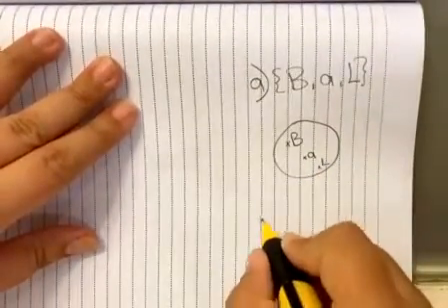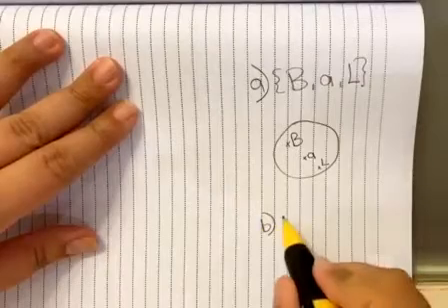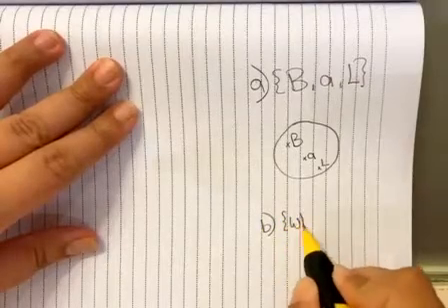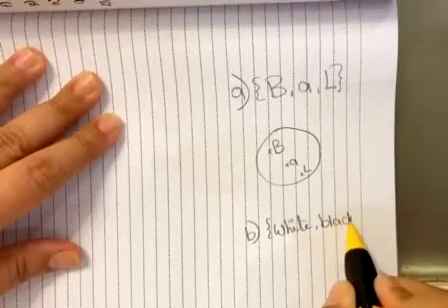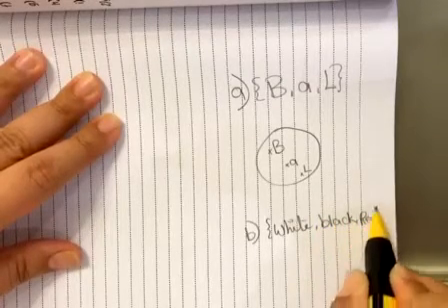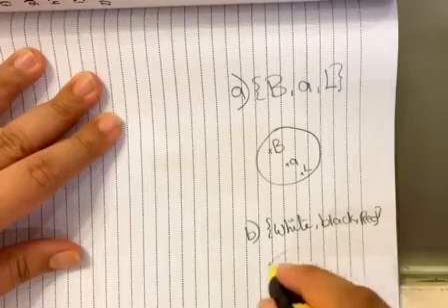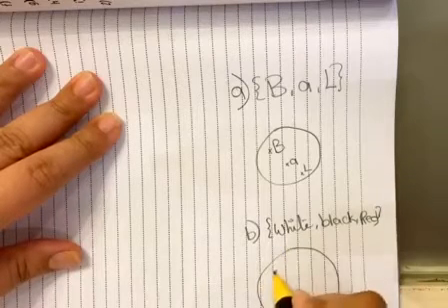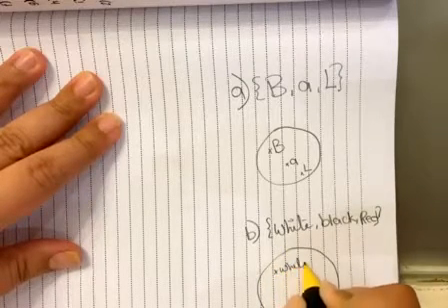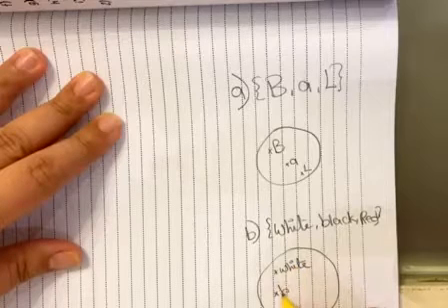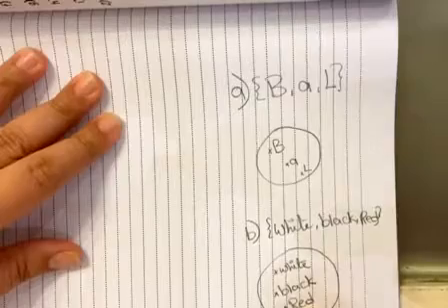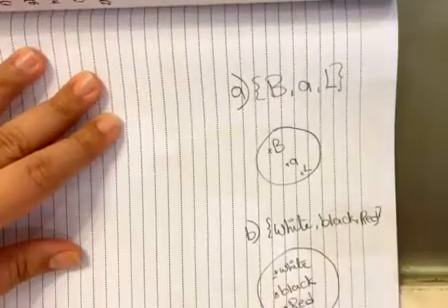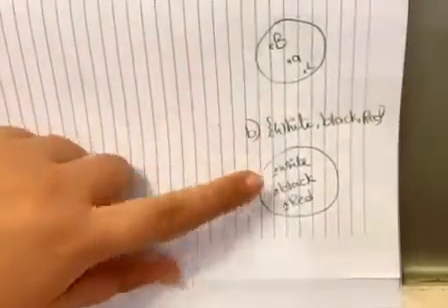Number B, I had white, black, and red. I will make my circle like this, and I will write white inside the circle, black, and red. This X must be very small, and this is how I represent it by the Venn diagram.